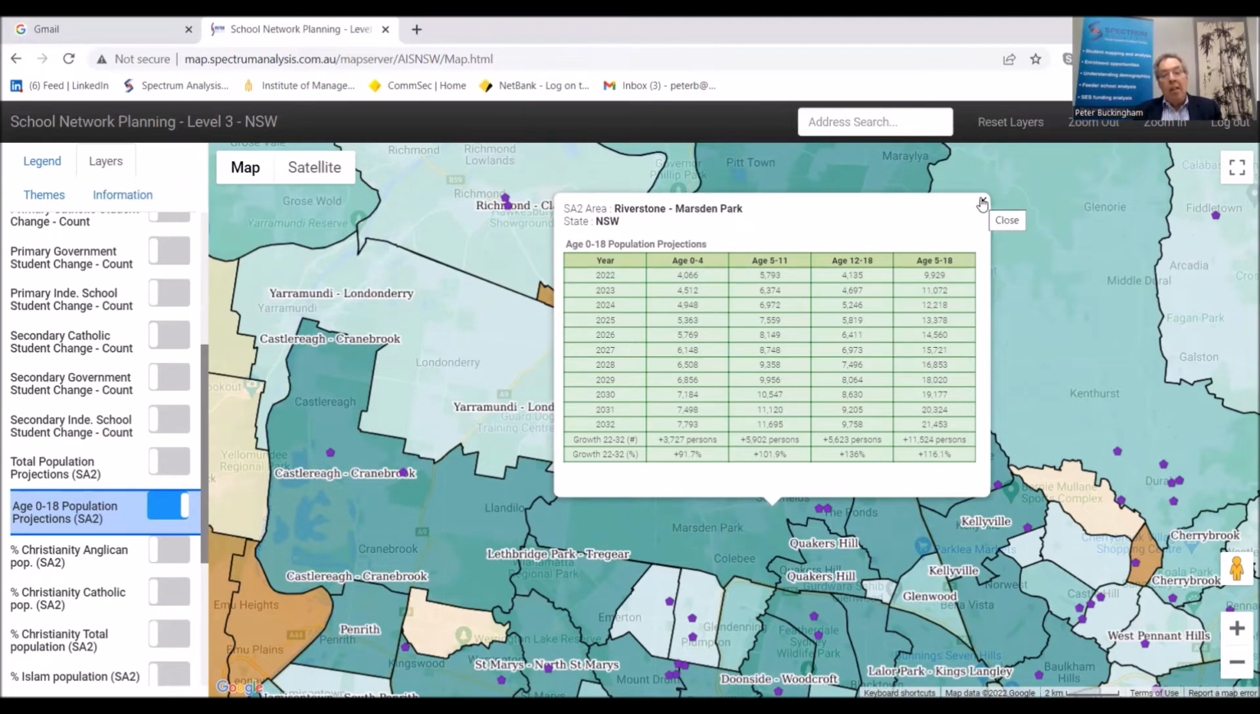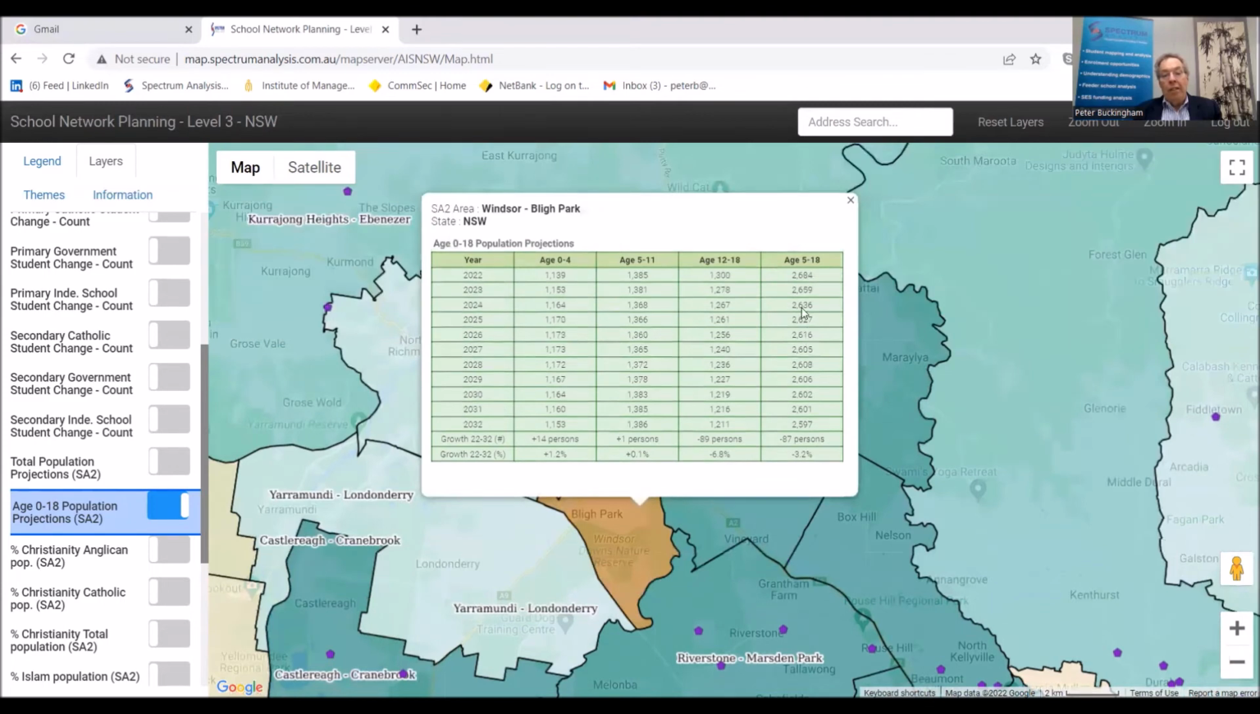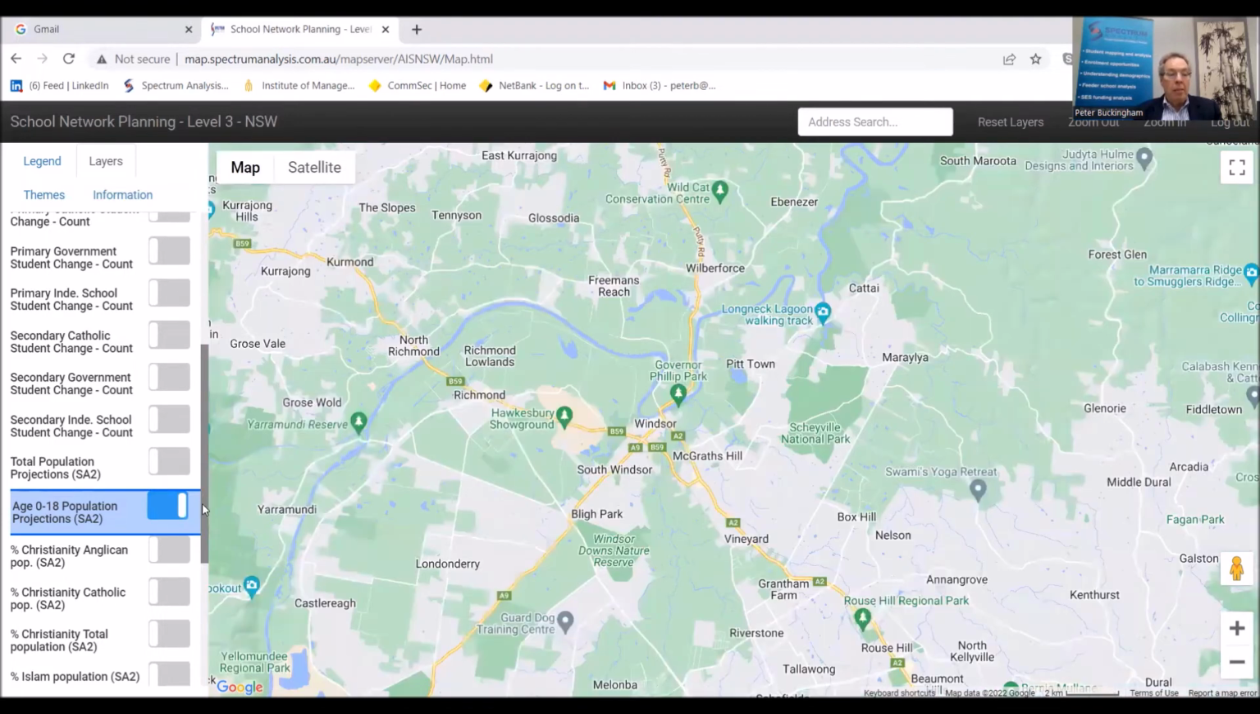Now, again, this is ABS federal data published in 2019 based off the 2016 census. There is no newer data at this point in time, but it lets us look at every area of what's going to happen, and including areas that are actually expected to drop. Windsor Bligh Park will probably drop from about 2,600 school-aged children to 2,500. Not much, but down a little bit. Definitely a big offset compared to Marsden Park.